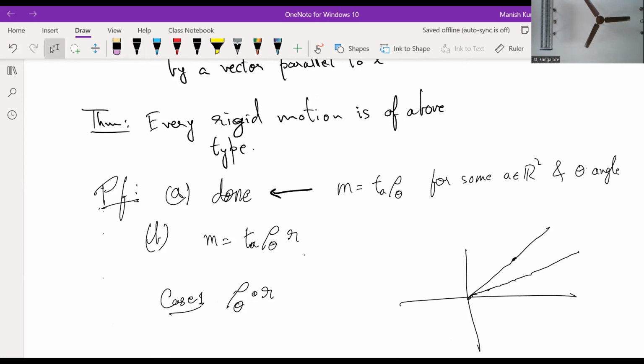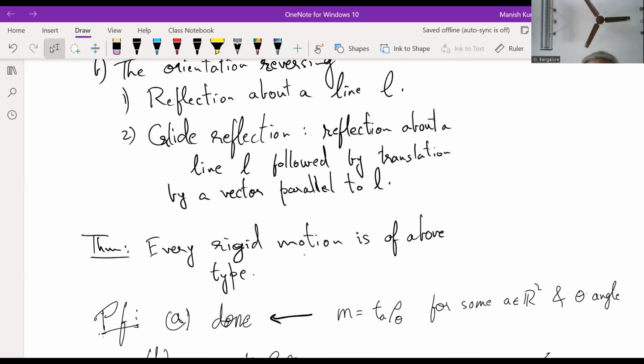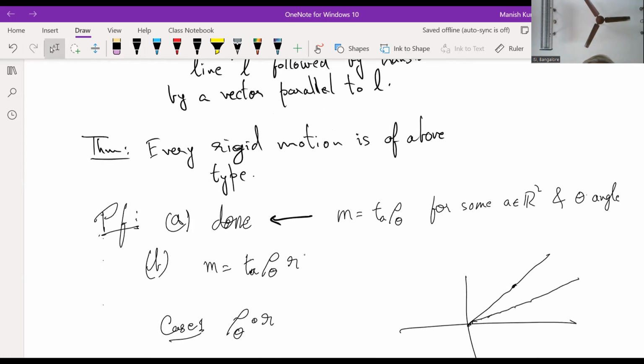We saw that every element in this group M is either of this form or that form last time. Now we only have to look at case B, where it's orientation reversing. So M must be of this form for some A in R2 and theta between 0 and 2 pi, and R, remember, is the reflection about the x1 axis. We will do this in two steps in some sense.